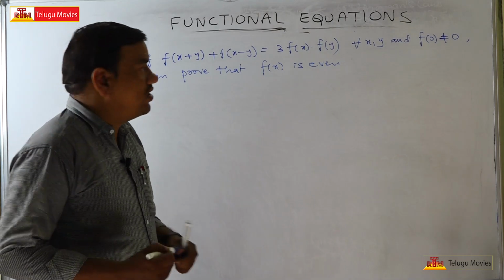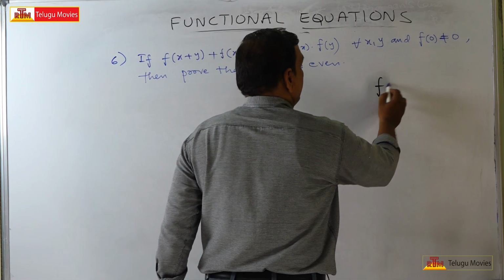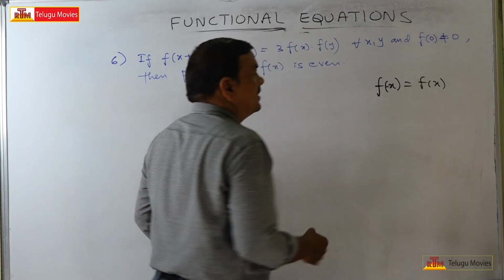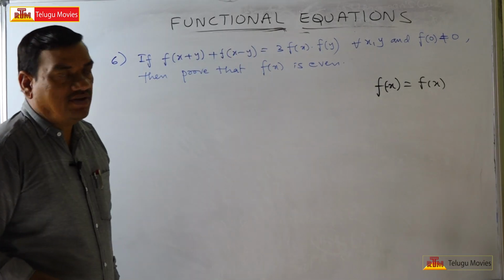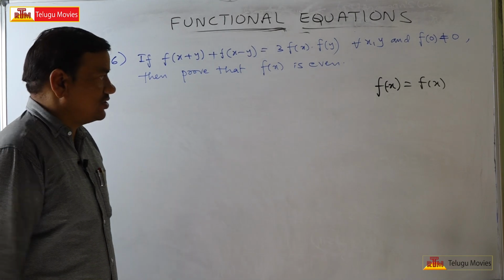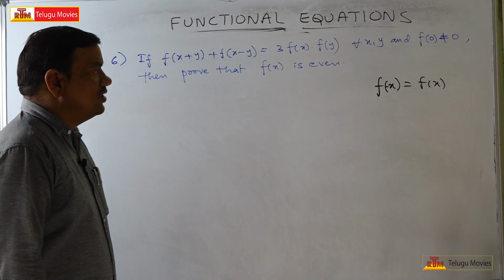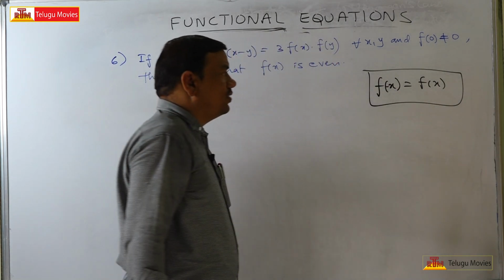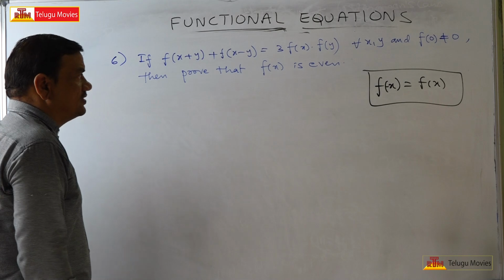First of all, what is an even function? If f(-x) is equal to f(x), then f(x) is an even function for all x belonging to the domain of the given function. So f(-x) = f(x). Ultimately, what you have to prove is f(-x) = f(x).